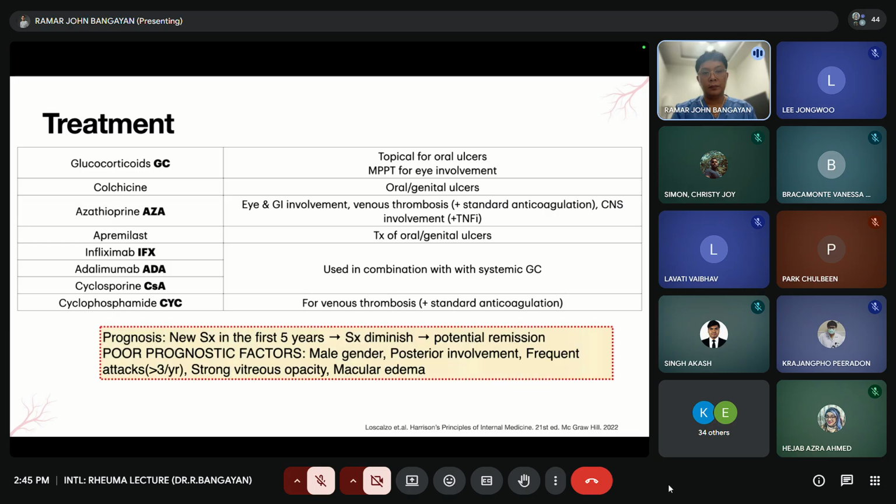Okay? So again, poor prognosis because it is recurrent, especially if male, or if there's posterior involvement of your eyes. Once you have a patient, you would actually treat them within a year, but after 2 to 3 years, the symptoms will just come back right away. So you will explain to the patient that Behçet's disease is actually a recurring condition. For those going back to the Middle East, you will see a lot of these patients.